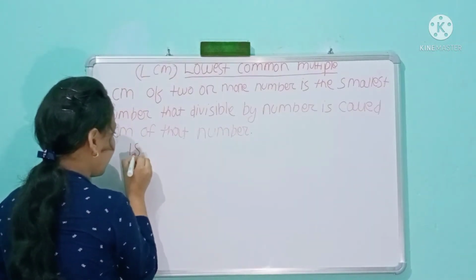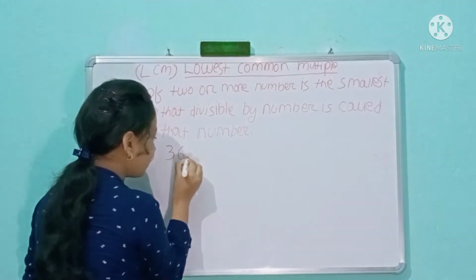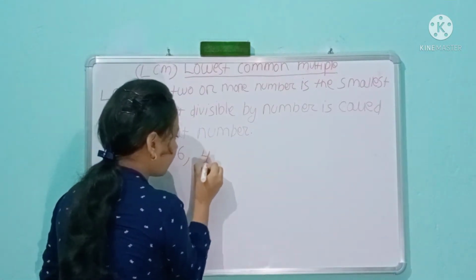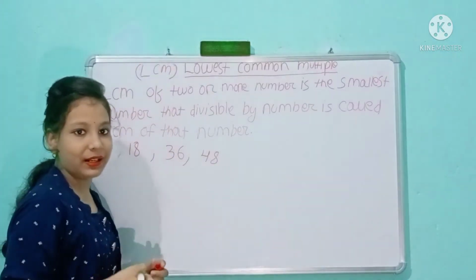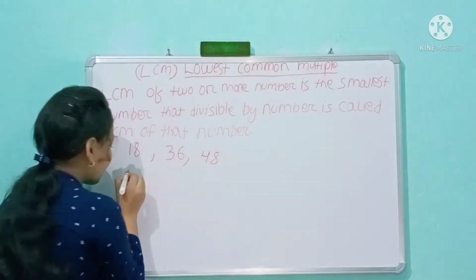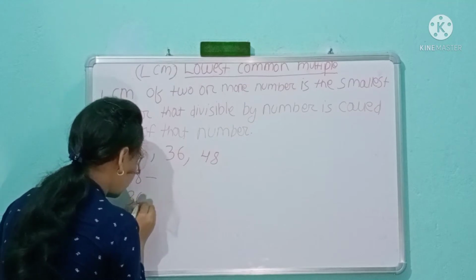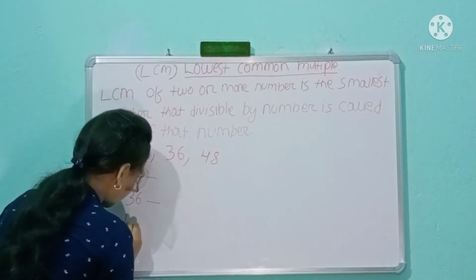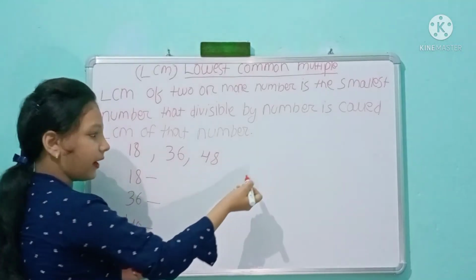So I write here 18, 36 and 48. Clear? So we find out the answer in the prime factorization method of LCM. So I write here first 18, 36 and 48.